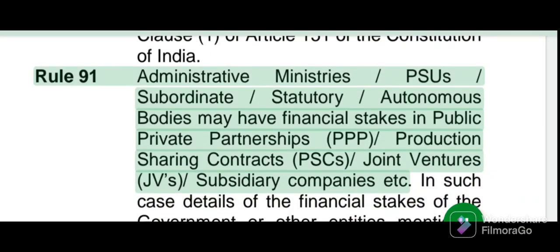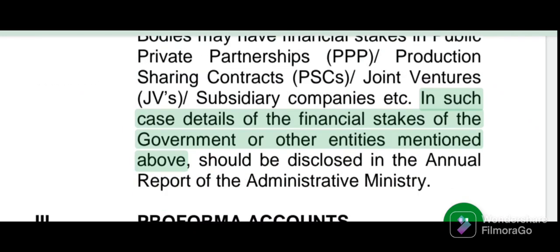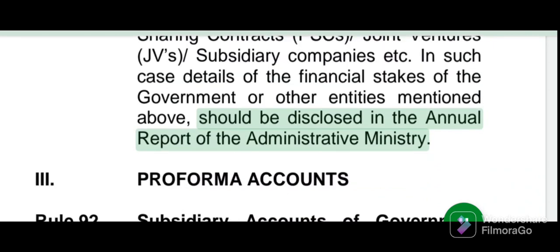Rule 91. Administrative ministries, PSUs, subordinate, statutory, autonomous bodies may have financial stakes in public-private partnerships (PPP), production sharing contracts (PSCs), joint ventures (JVs), subsidiary companies etc. In such case, details of the financial stakes of the government or other entities mentioned above should be disclosed in the annual report of the Administrative Ministry.